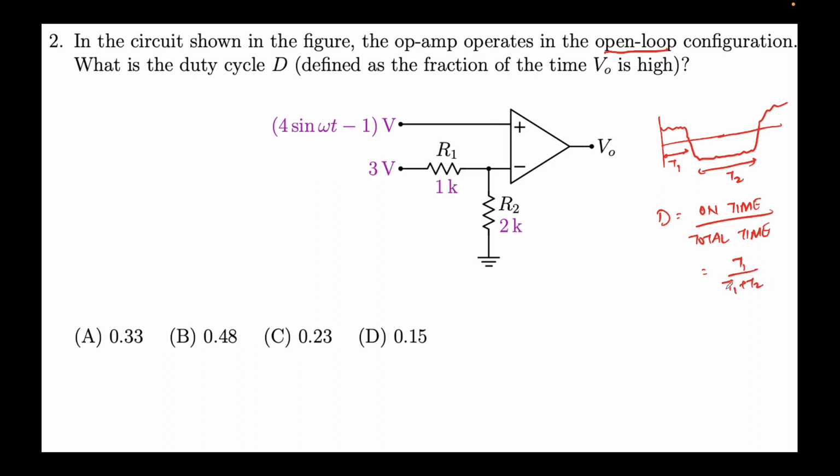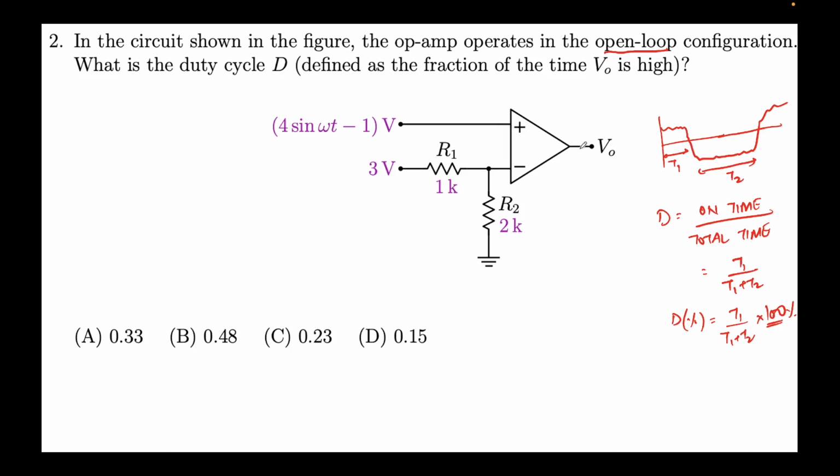So this will be a number always less than 1, and you can also express it in percentage. So D in percentage is nothing but t1 over t1 plus t2 times 100%. All right, so we need to find when V naught is high, right?